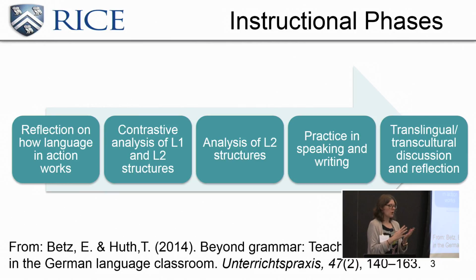All right. So part of all of this, and this is step number 3, or phase number 3, is analysis of L2 structures. What they suggest is we have to work with authentic materials in the L2. So we want students to actually work with those natural interactional data, and we want to guide students, give them guiding questions, so that they themselves figure out how the structure works in the L2. And then here, again, you got the contrastive analysis, L1, L2, okay?